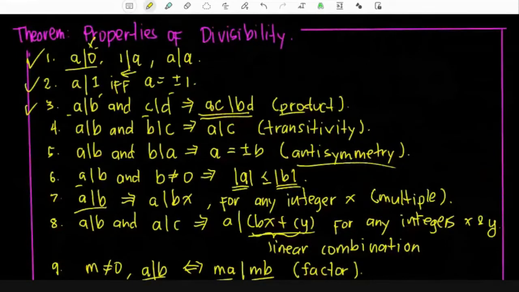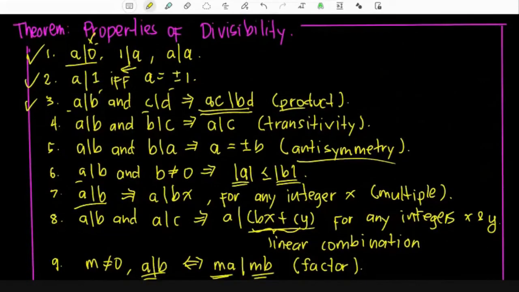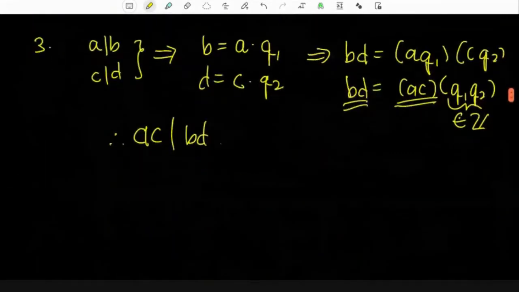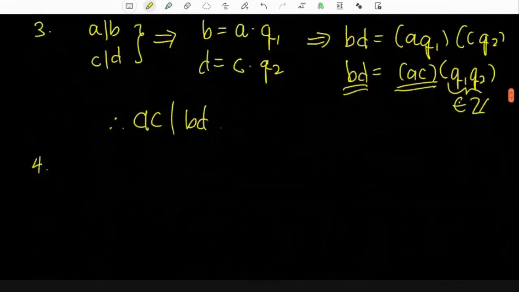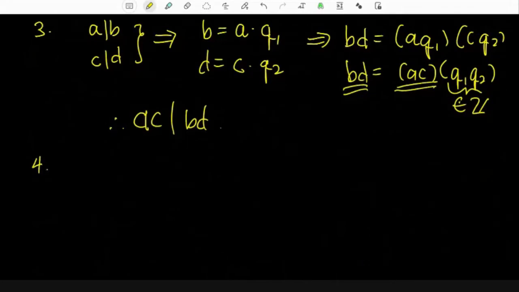A divides B and B divides C. By transitivity, A divides C. Alright, so madali lang naman yan. Laging itatranslate mo lang into definition. Si A daw nadidivide si B, at si B nadidivide si C.